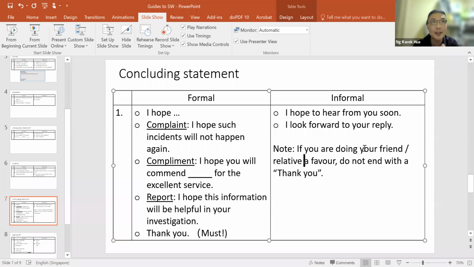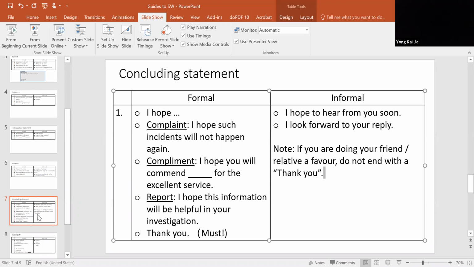Understand? So in this case, if someone has done you a favor, then you write thank you at the end. But if you are inviting someone to join a competition, to watch a movie with you, please do not write thank you, okay? Because you'll be marked down. Understand? Just end off with, I look forward to your reply. I hope to hear from you soon. Things like that. Got it? Can someone answer me? Do you understand?